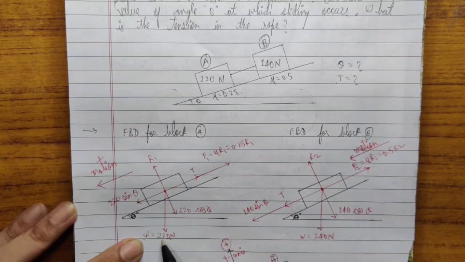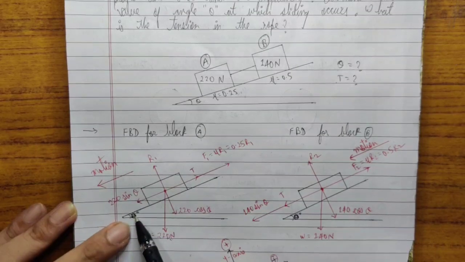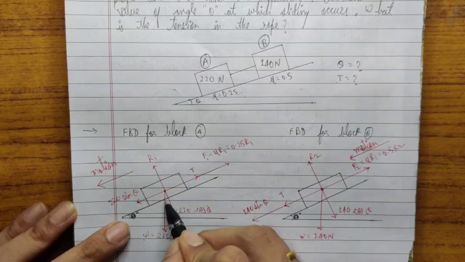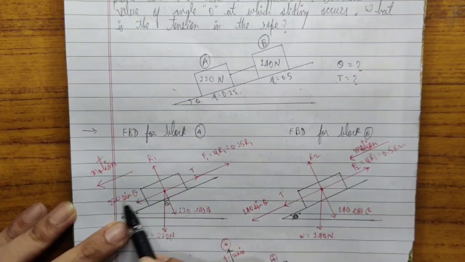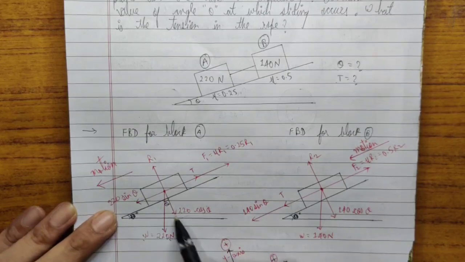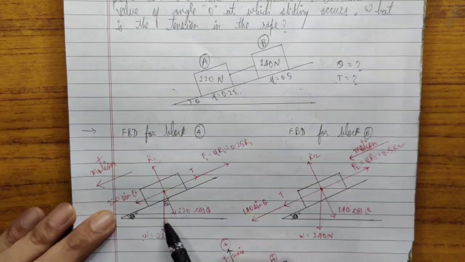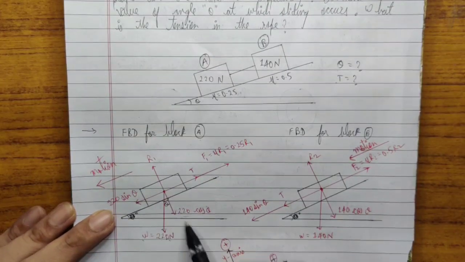Now since this weight of 220 Newton is acting vertically, we have to resolve this force into two components. One will be this force and one will be this force. So this one will be 220 cos theta. If this angle is theta, this angle is also theta. So this force will become 220 cos theta and this will be 220 sin theta. I have explained this in my previous video. You can see that if you have any confusion in resolving this force.